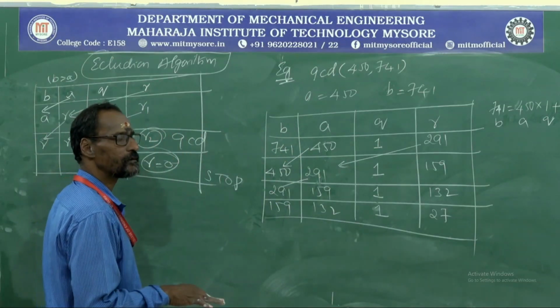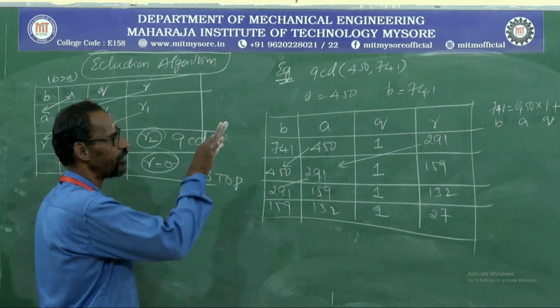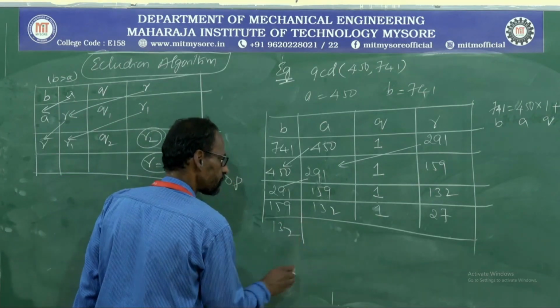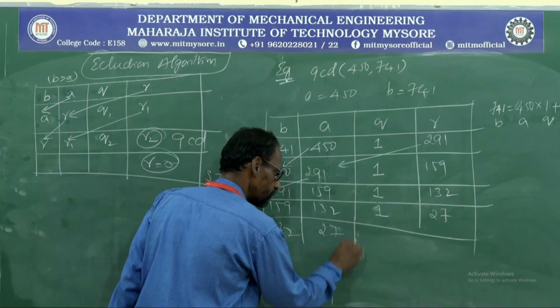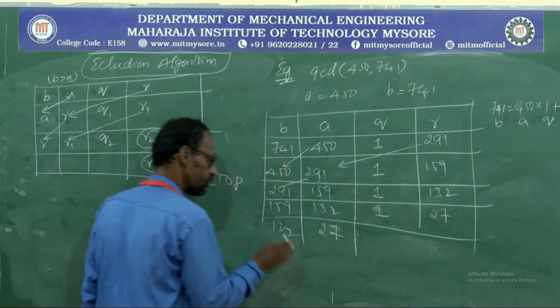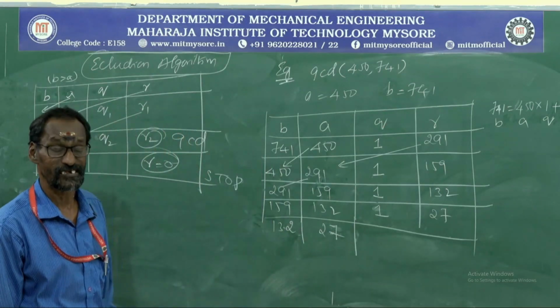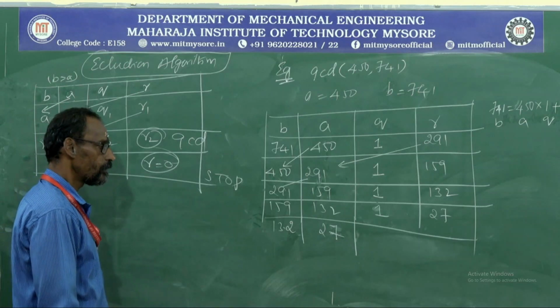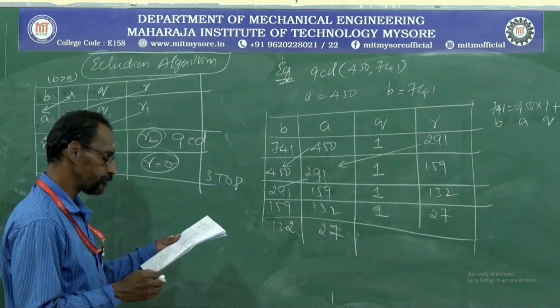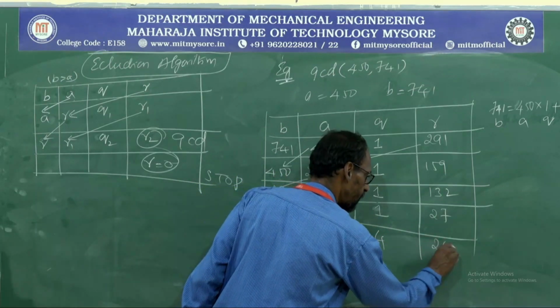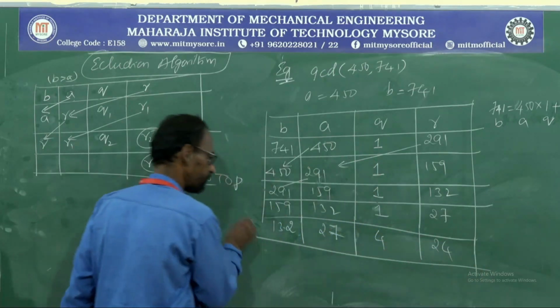Again, it is the next level. Should it be continued? Yes, because my remainder is not equal to 0. Again do the popping. Now write again: when you consider 132 and 27, what is the Q value? It is 4. And what is the remainder? 24.